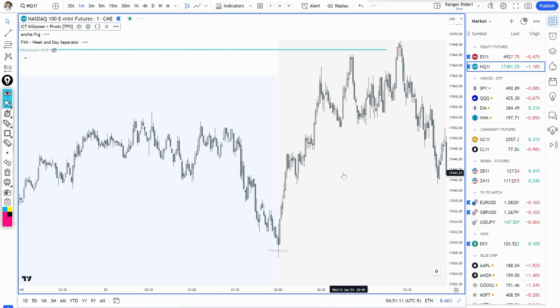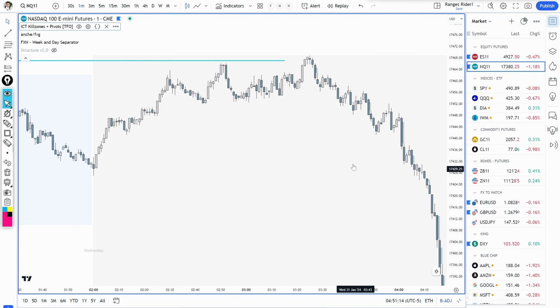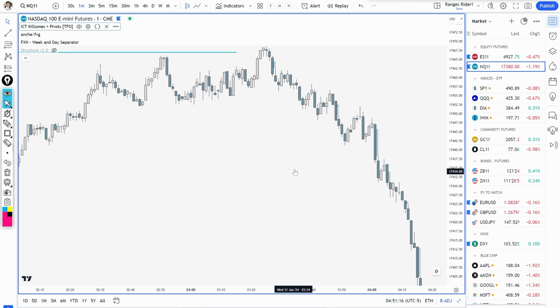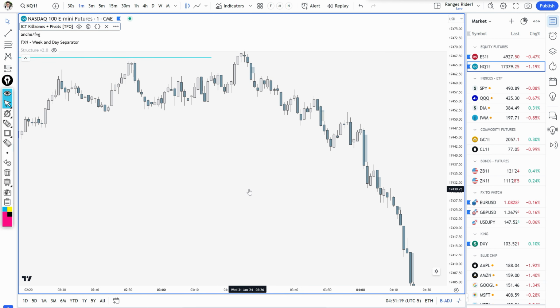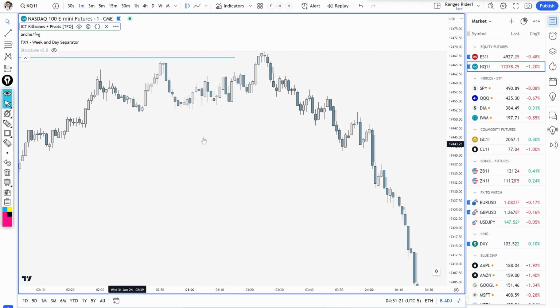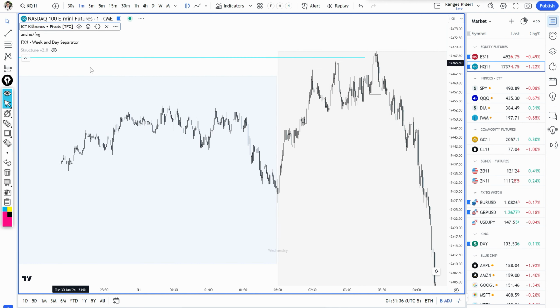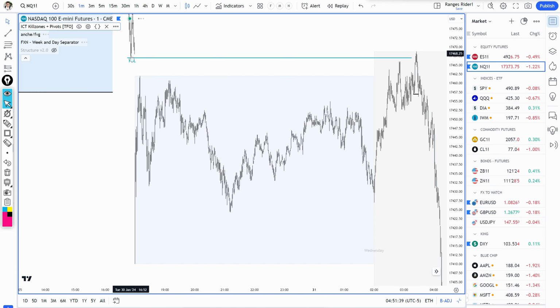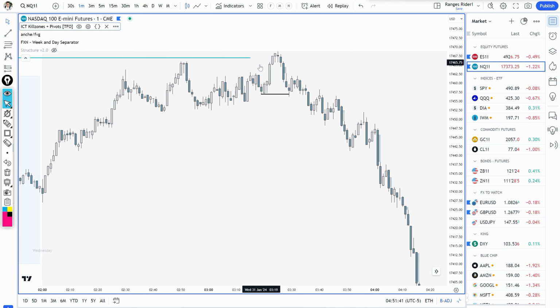We don't have the textbook entry here, but I entered. Sometimes we just can't find the textbook trade, but still if we understand our idea why we want to enter in the market, we can enter, no problem. This is where we have the change of character, and this is the previous day low and also the gap fill, this area.